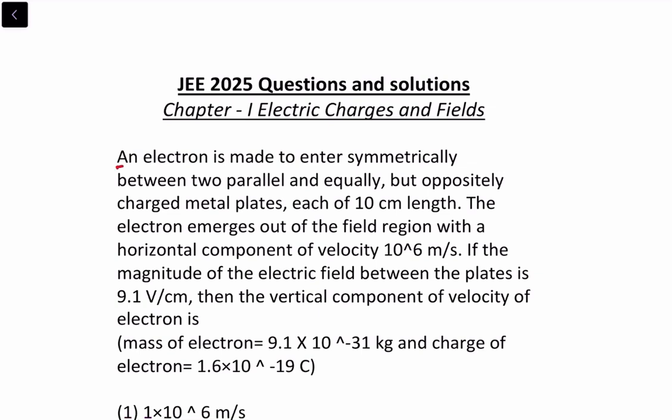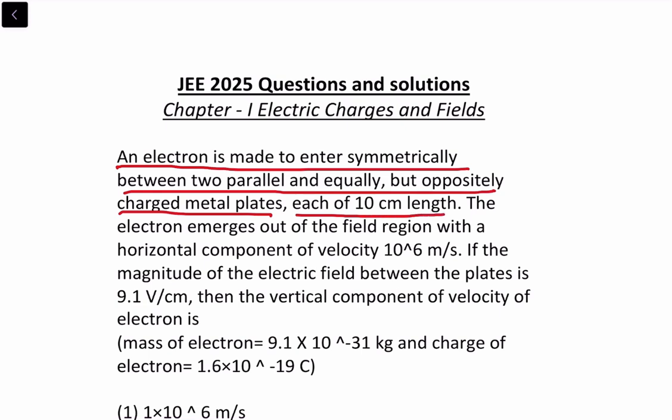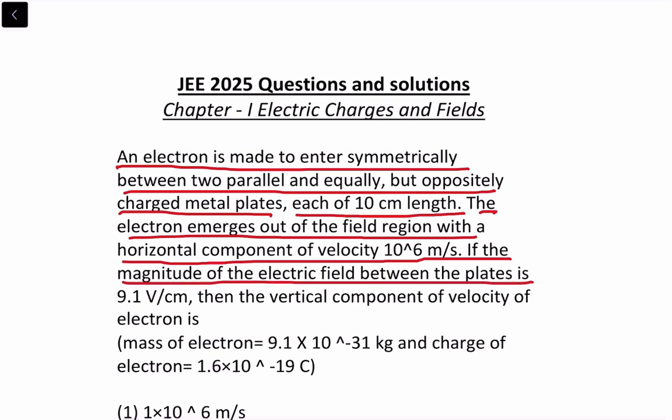The problem is: an electron is made to enter symmetrically between two parallel and equally but oppositely charged metal plates, each of 10 centimeter length. The electron emerges out of the field region with a horizontal component of velocity 10 to the power of 6 meters per second. If the magnitude of the electric field between the plates is 9.1 volt per centimeter, then the vertical component of the velocity of the electron is, and then they have given four options.